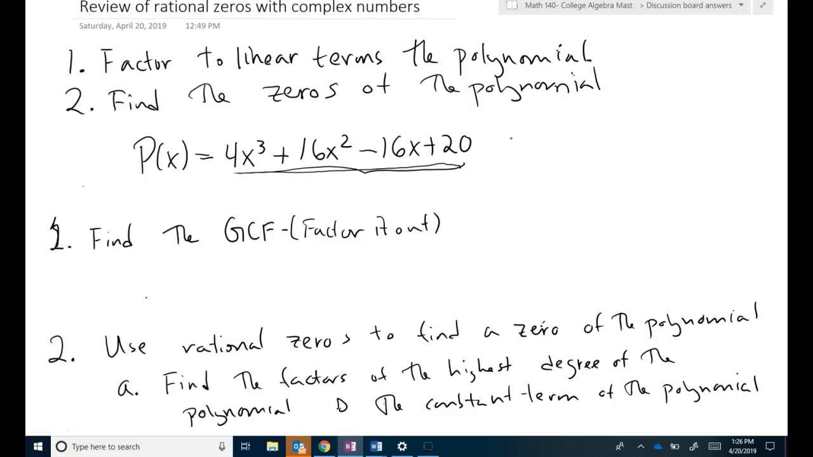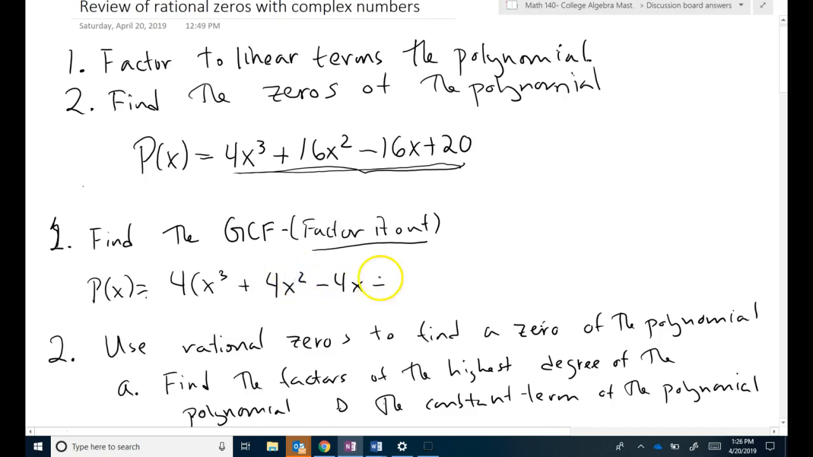We want to be systematic in how we're going to go through and factor this and also find its zeros. What I first want to do is find the greatest common factor and then factor it out. So p of x is going to equal 4 times (x cubed plus 4x squared minus 4x plus 5). Now the great thing about this is that once it's been completely factored out, we're going to find the zeros.